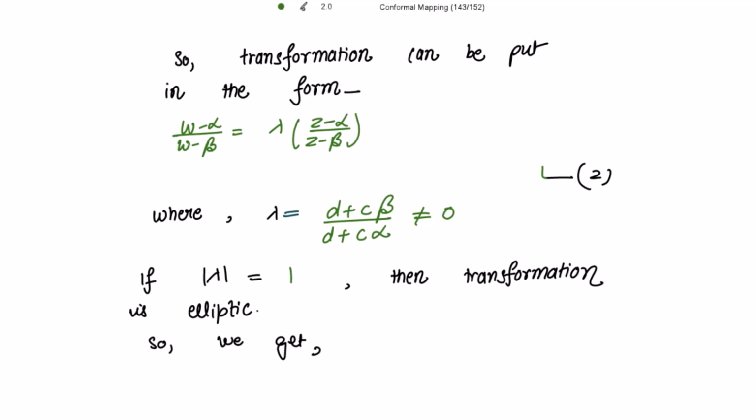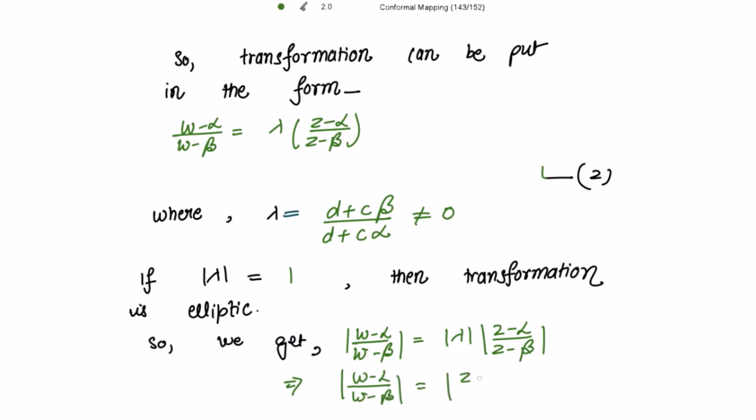Now when mod lambda is equal to 1, then the transformation is elliptic, right? So from 2 we get, let's take mod on both the sides, mod of w minus alpha over w minus beta is equal to mod of lambda into mod of z minus alpha over z minus beta. Now here mod of lambda should be taken to be equal to 1 for the elliptical transformation. So we get mod of w minus alpha over w minus beta is equal to mod of z minus alpha over z minus beta, right? So the first case is discussed for the two finite fixed points.